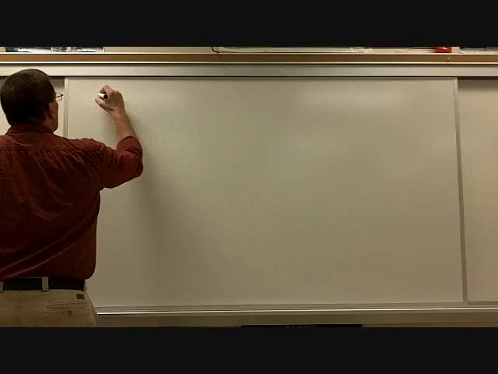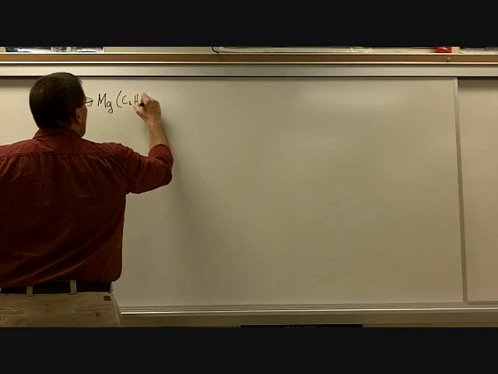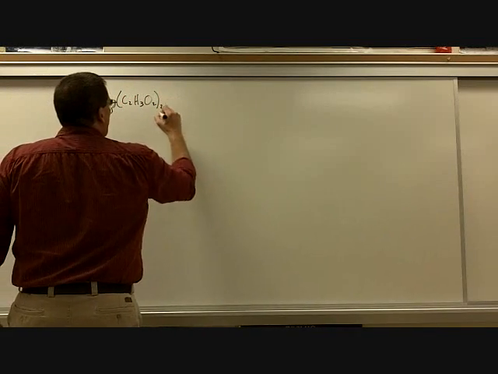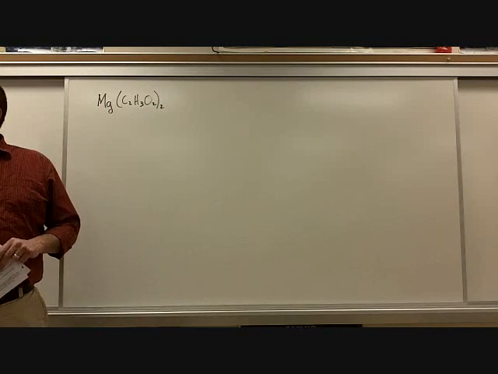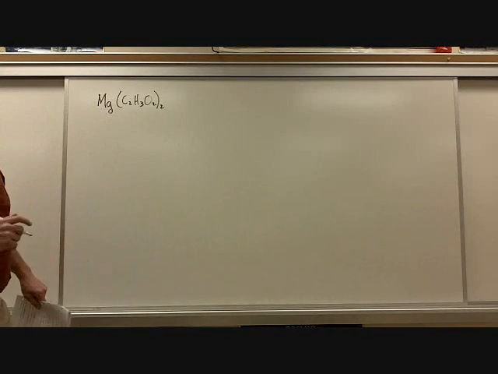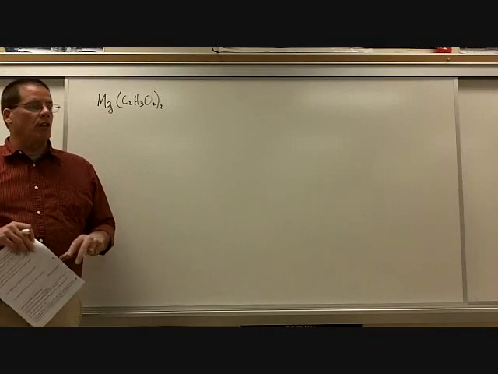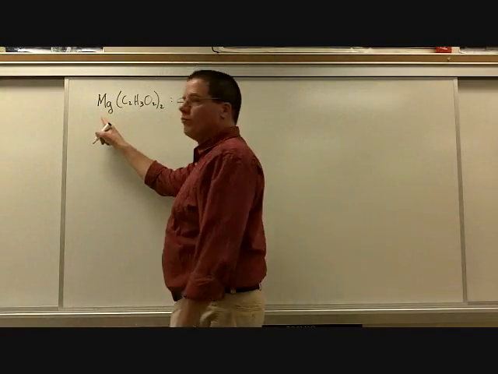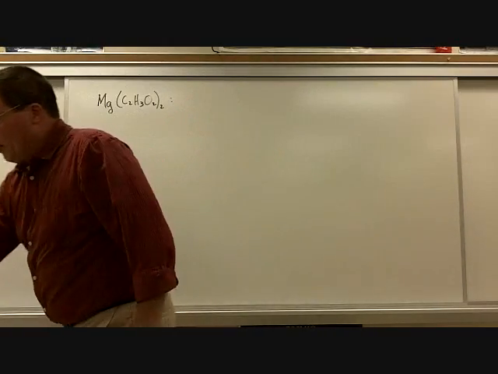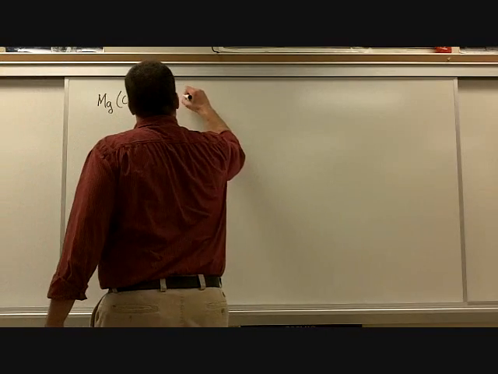So number 1, we have this MgC2H3O2 with a 2 there. Anyone know what the name of that is? Good, magnesium acetate. So with the compounds, what we're doing is we're simply just adding the masses together. So you have to ask yourself, okay, well, how many magnesiums do I have? There's one there. And looking at your periodic table, the molar mass for magnesium is 24.3.